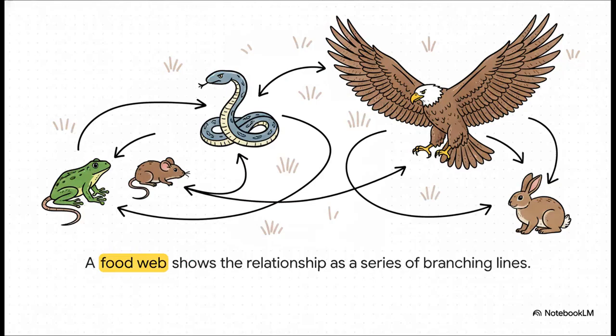What is a food web? It is basically a network of many interconnected food chains. If you look at the diagram, you can see that an organism can be a part of many different food chains. For example, a snake might eat a rat, but it can also be eaten by a hawk. This branching and interconnecting of food chains forms a food web.